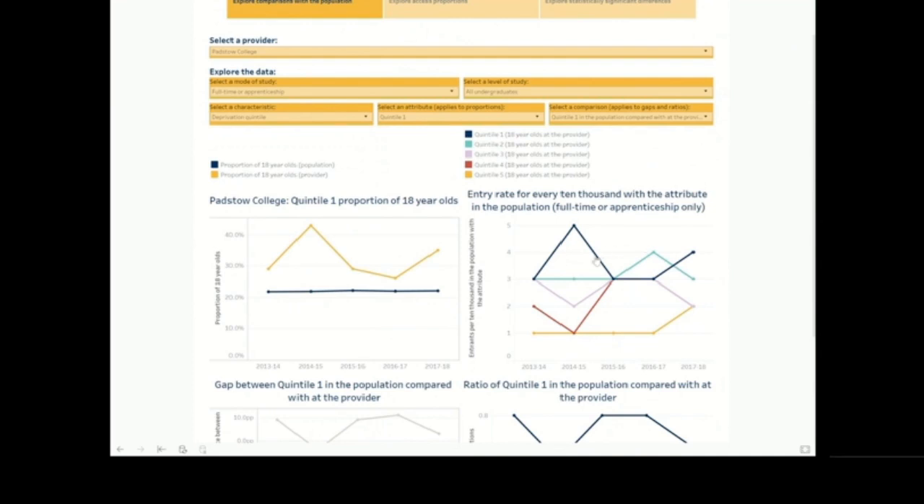So looking at the blue line, which shows data for deprivation quintile 1. This charts the number of 18-year-old students from deprivation quintile 1 at the provider for every 10,000 people that live in deprivation quintile 1 areas that are in the underlying population of 18-year-olds. If the proportion of 18-year-olds from each deprivation quintile match the proportion of 18-year-olds in the underlying population, then the lines in this chart would sit on top of each other.